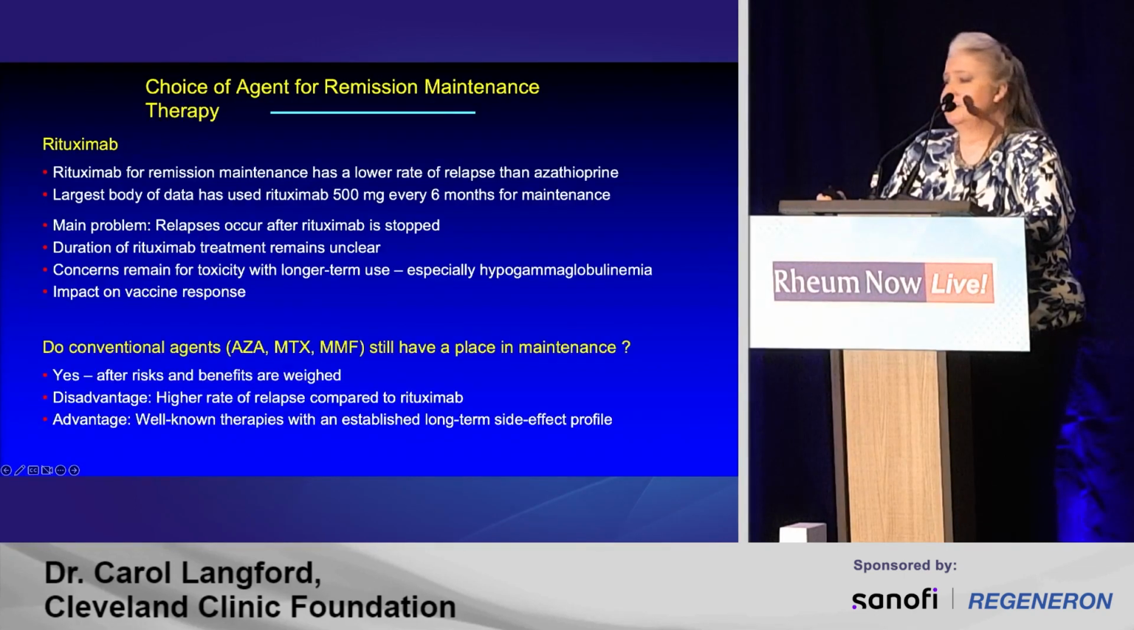So one of the questions that often comes up is whether conventional agents such as azathioprine, methotrexate, or mycophenolate still have a place in maintenance, and to which I think the answer remains yes, after risks and benefits are weighed. The disadvantage is the higher rate of relapse compared to rituximab, but these are well-known therapies that have an established long-term side effect profile, such that in shared decision-making together with your patient, there may be times where a conventional agent may be preferred.